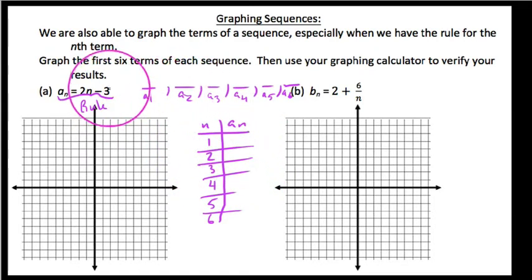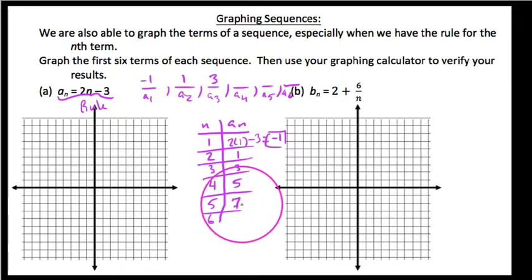So we say, all right, well, if 2n minus 3 is our rule, then whatever term you are, like the first term here, to get the output, you take 2 times the term number, so 2 times 1 minus 3. In other words, 2 minus 3, we get negative 1. Going a little bit more quickly, negative 1 is the first term in our sequence. If we plug in 2, we get 2 times 2 minus 3, which is 4 minus 3, which is 1. Then 2 times 3 minus 3 is 6 minus 3, which is 3. We can see that our pattern is going up by 2 every time.